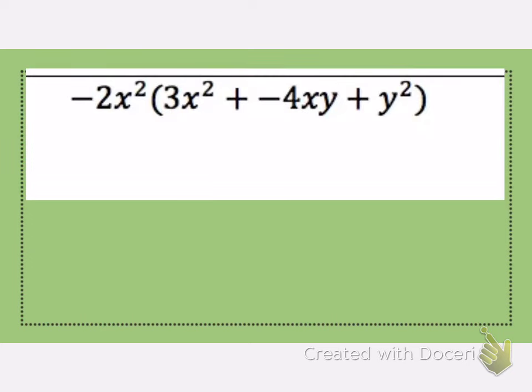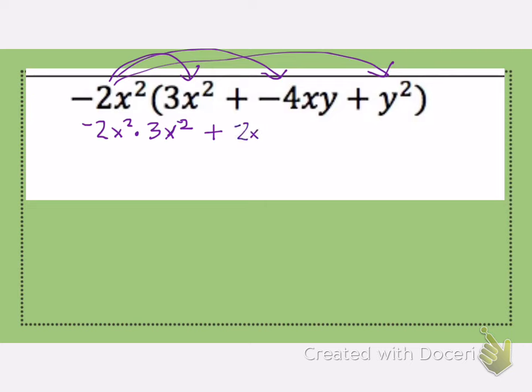Looking at the next example, we have our negative 2x squared, and we want to make sure, again, that we're distributing to each term. And so we have negative 2x squared times 3x squared plus the negative 2x squared times negative 4xy plus the negative 2x squared times y squared.